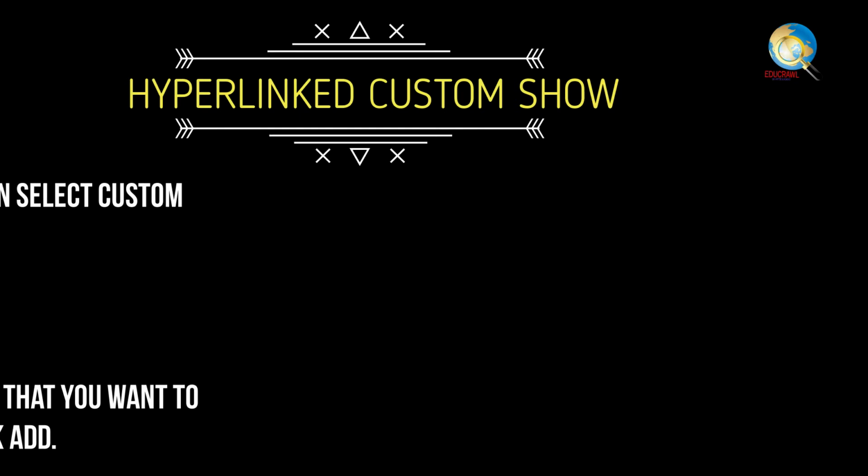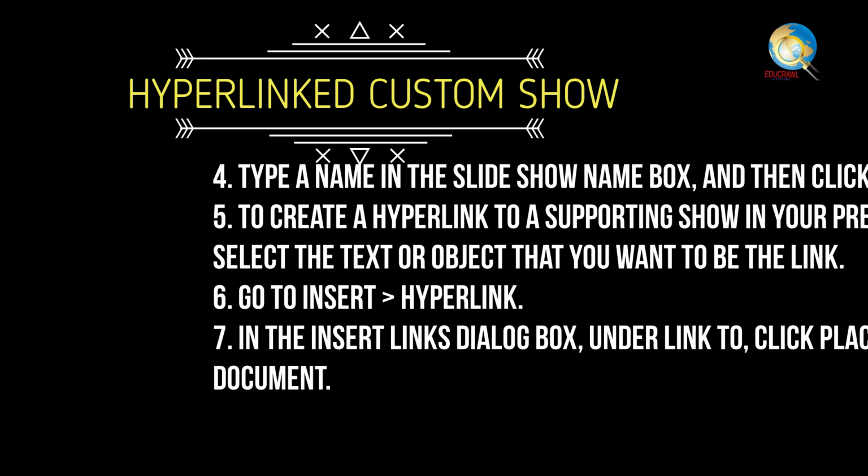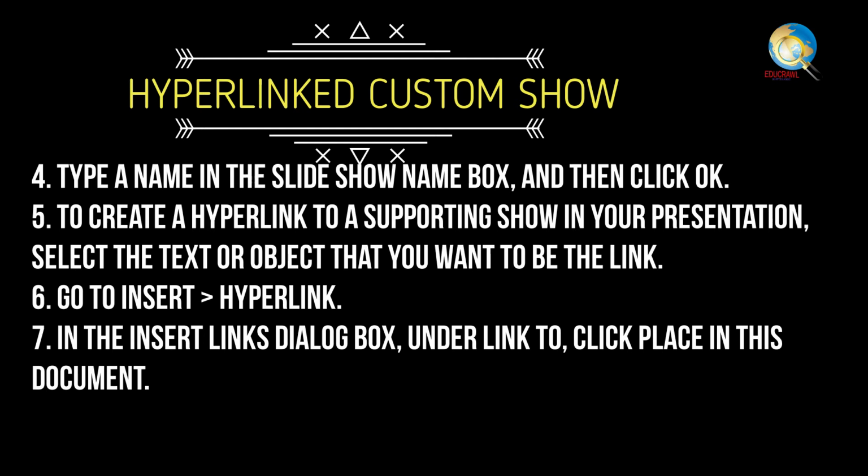The fourth step in the hyperlinked custom show is type a name in the slideshow name box and then click OK. The fifth step, to create a hyperlink to a supporting show in your presentation, select the text or object that you want to be the link. The sixth step, go to insert hyperlink. Seventh point, in the insert hyperlink dialog box, under link to, click place in this document.